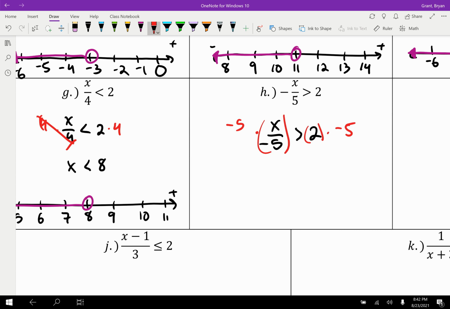Times negative 5 over here. Multiplying by a negative 5 cancels out or forms a 1 with dividing by negative 5. Leaves x alone. We multiplied by a negative. We do need to flip the sign, and that gives us negative 10.